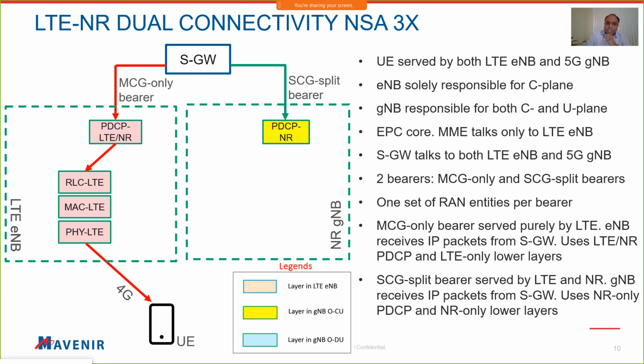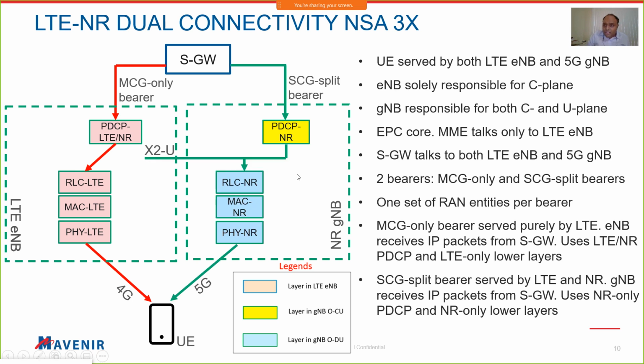Okay. Now, if the 5G G node B were to handle the data transmission, what happens? The 5G G node B receives IP packets from the S gateway, and it splits the IP packets between the 5G interface and the 4G interface. What it does is that it transmits a portion of these IP packets via the lower layers of the 5G RAN protocol stack all the way to the user, and it forwards the remaining IP packets over the X2 interface to the LTE node B. The RLC layer of the LTE node B receives these packets from the PDCP layer of the G node B and transmits them via the lower layers to the user equipment.